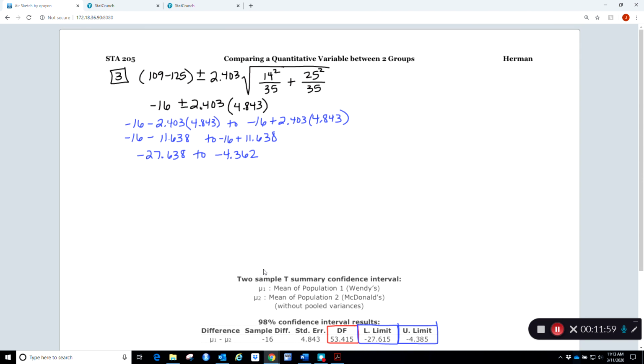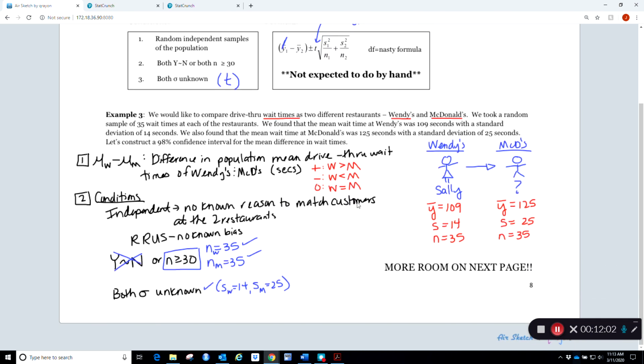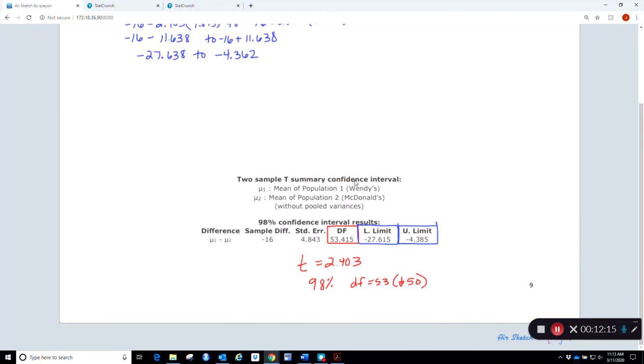All right, finally, we're going to want to interpret this interval. But let's go back and remember what our values mean, because you'll notice our entire interval has negative numbers in it. So all negative numbers mean is that Wendy's wait time then is less than McDonald's. So this being all negative, when I'm doing my interpretation, I'm going to be wanting to say that Wendy's wait time then is less than McDonald's.